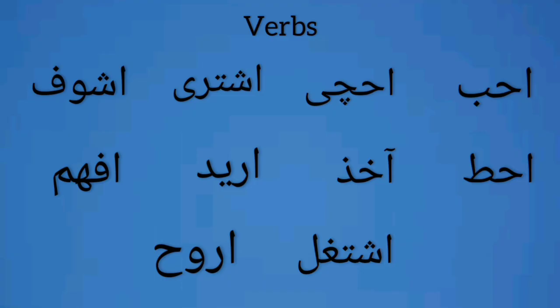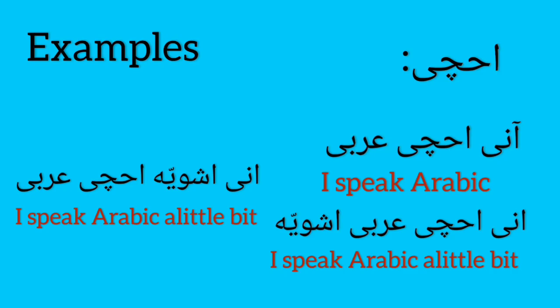And the second verb is أحكي. أحكي basically means I speak or I talk. For example, أني أحكي عربي. I speak Arabic. But if you want to say that you can speak Arabic but only a little bit, you can say this: أني أحكي عربي شوية. I speak Arabic a little bit.